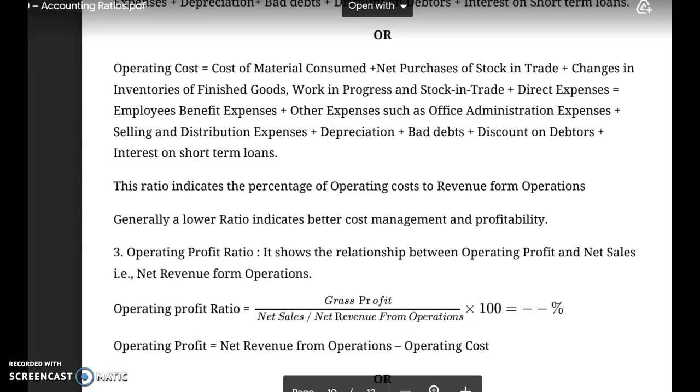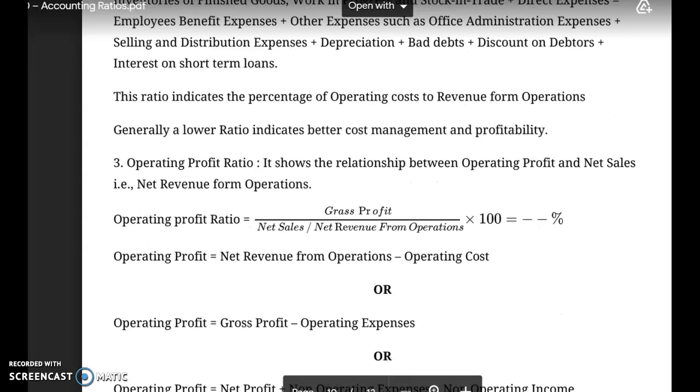Now, how is the operating profit calculated? It is calculated in different ways. The first option is net revenue from operations minus operating cost, meaning sales minus operating cost, and the result will be the operating profit. This way we calculate it. Please understand that this is a profitability ratio.